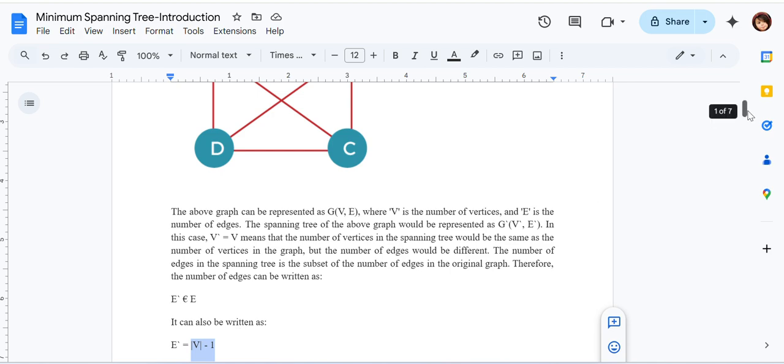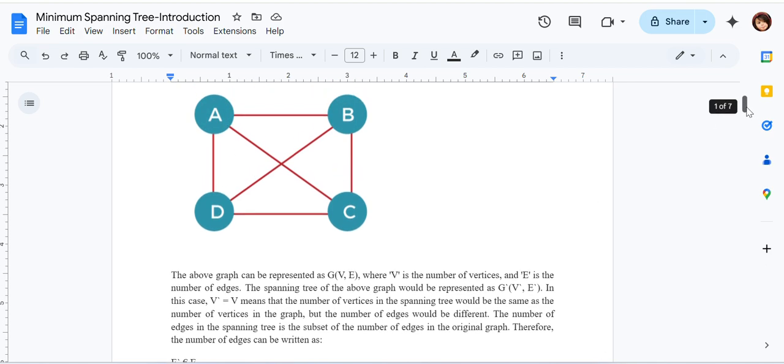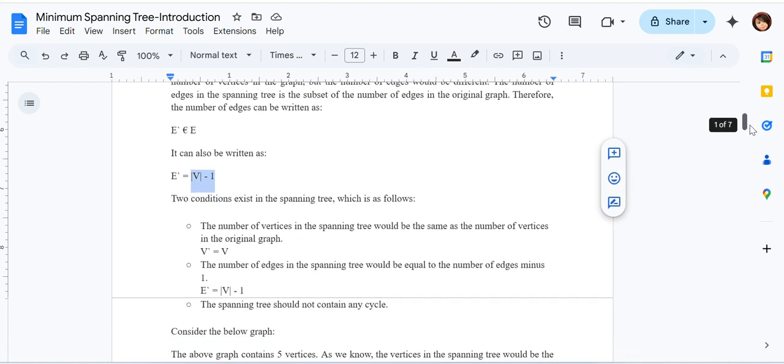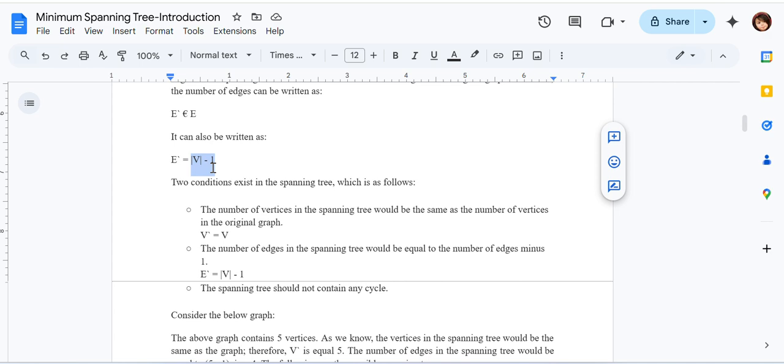From the original graph, we represent the number of vertices of the original graph minus 1. This is how you represent the edges of the spanning tree. Two conditions have to be followed in spanning tree creation. First, the number of vertices in the spanning tree would be the same as the number of vertices in the original graph. That is V' equals V and E' equals V minus 1.